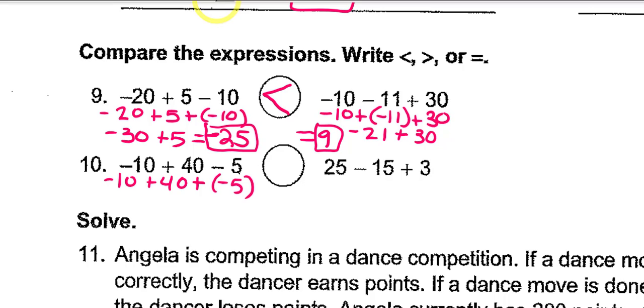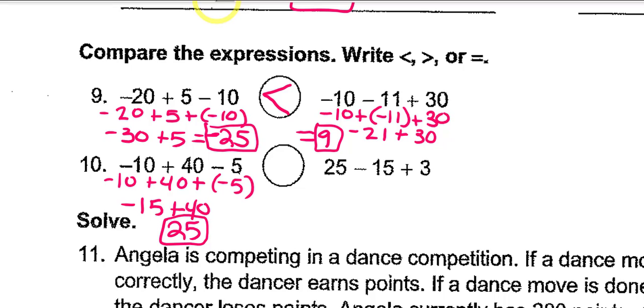I'm going to add the two numbers with the same sign. So negative 10 plus a negative 5 are going to give me a negative 15. And I still have the plus 40 in the middle. And so negative 15 plus 40, signs are different. So you subtract them and use the sign of the larger absolute value. 40 minus 15 is going to give me a positive 25 for this side.